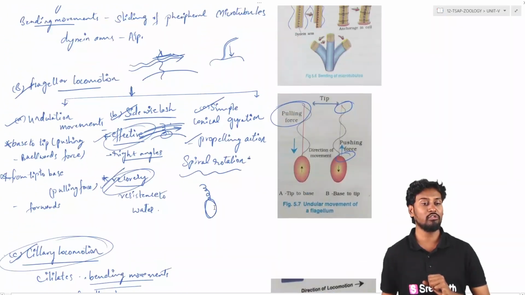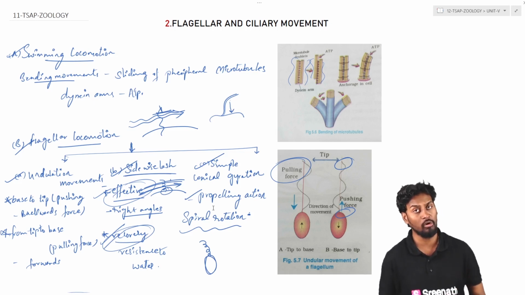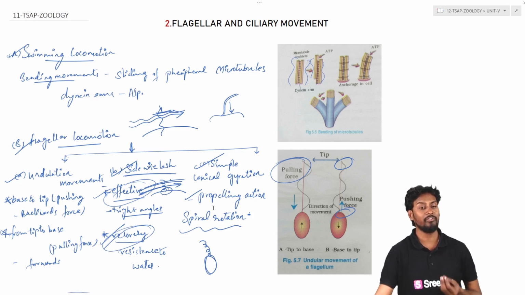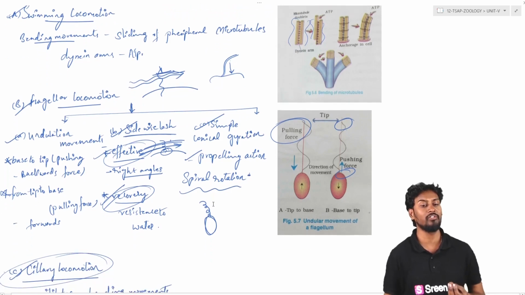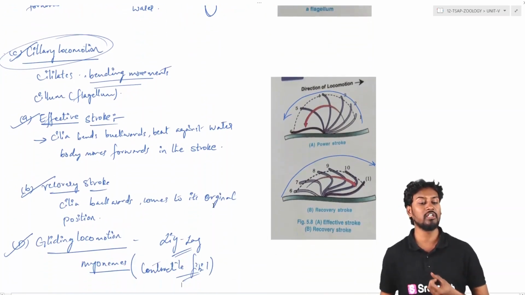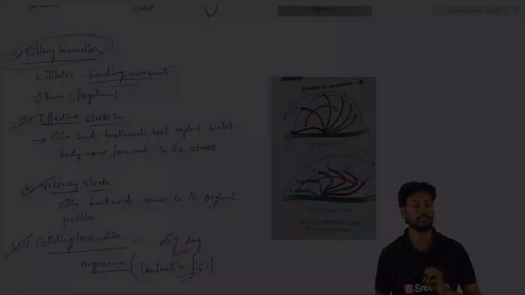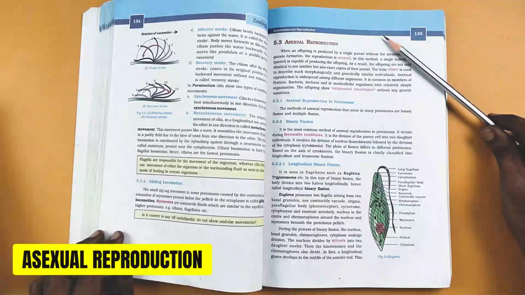So here, in the case of flagellary and ciliatory movement, we are discussing the swimming locomotion, which is a very common type, and we also come across the flagellary locomotion and the ciliatory locomotion, and finally the gliding locomotion. So depending upon the different variety of organisms, the type of flagella, the number of flagella and the species, the method of locomotion will change.